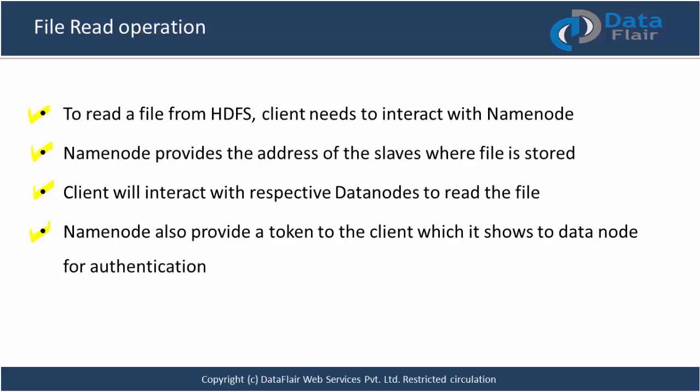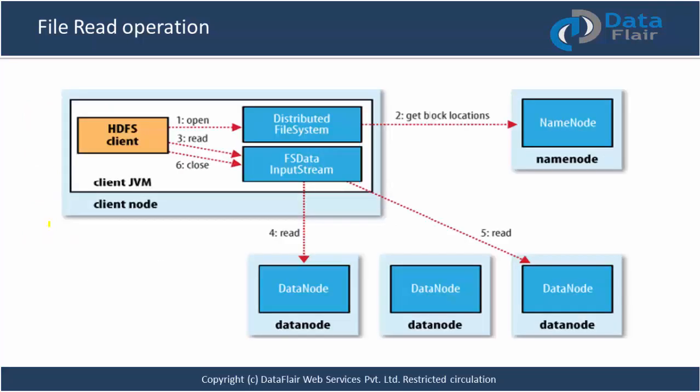Let's understand this particular reading operation via the actual flow, this particular diagram. Let's understand this in two iterations. The very first step here is my client node. Now don't look inside the client node, don't look inside the JVM, just understand from the client node perspective. This is my client machine. To read a file, what does it need to do? Firstly, it needs to interact with the name node.